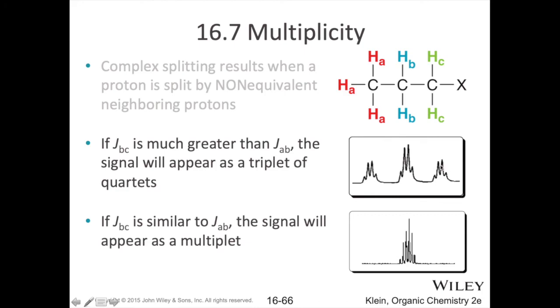Now this is when there's a clear difference between those coupling constants. Occasionally you get scenarios where those coupling constants are very similar. Then the overlap gets really messy and it's hard to tell what's going on. This is a scenario where you would just describe it as a multiplet. You just have a whole bunch of peaks together and it's really hard to discern what exactly is in there. So it's okay to describe that as just a multiplet. I think we've seen examples of this in the aromatic region for certain aromatic compounds.